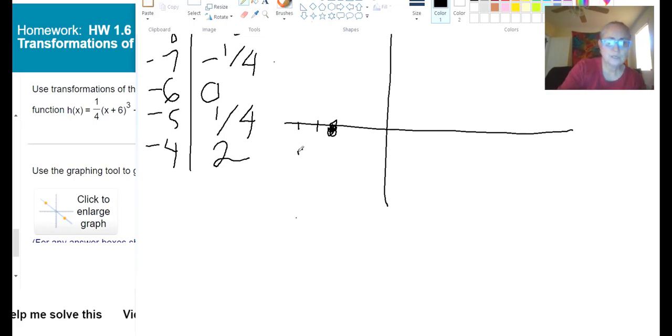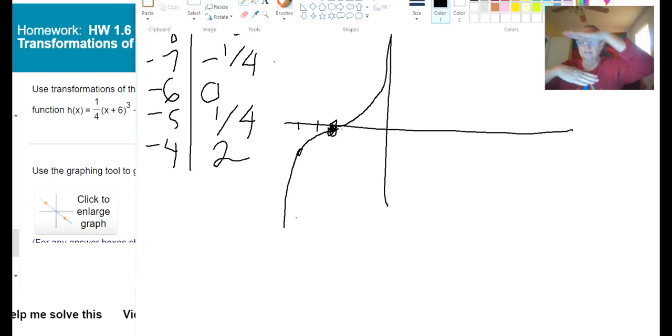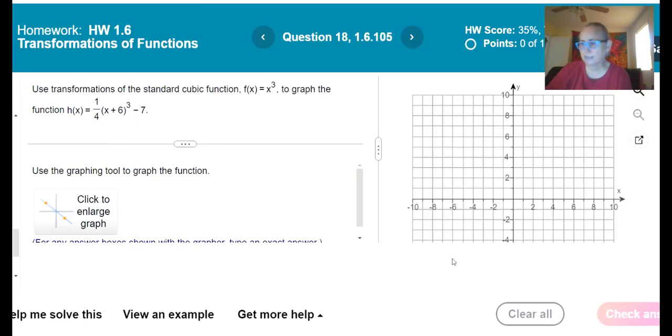So what it does is it makes the graph look fatter. Think about this. We have taken something that's this tall and we made it this tall. So that's called a shrink or a compression, a vertical compression or shrink. Okay. And then the last thing we got to do is shift the whole thing down by 7.